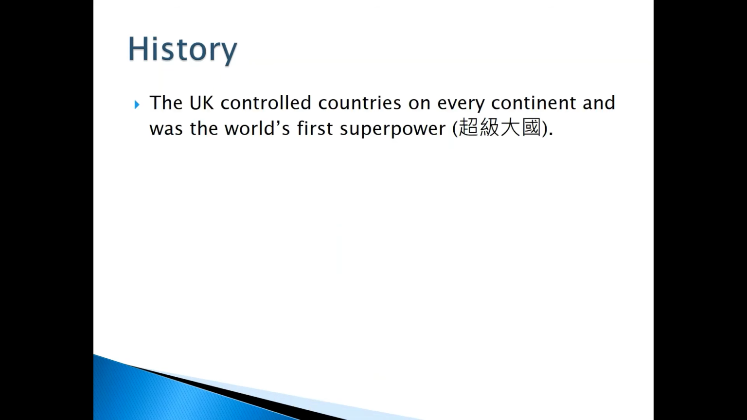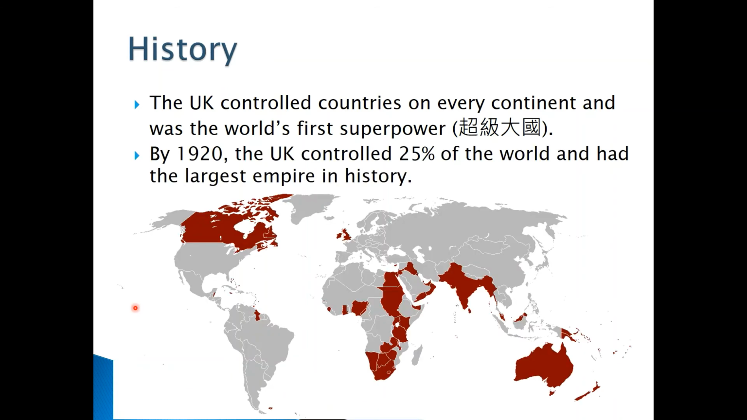The UK controlled countries on every continent and was the world's first superpower. By 1920, the UK controlled 25% of the world and had the largest empire in history. The UK controlled a quarter of the world. They had Canada, most of Africa, India, Australia, New Zealand. They controlled many different countries.